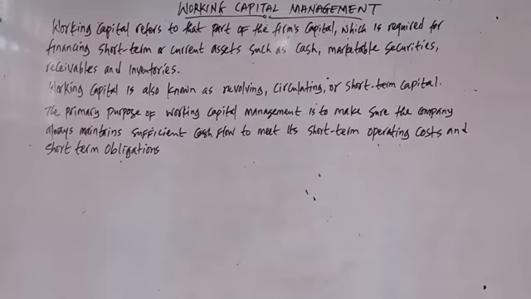So the primary purpose of working capital management is to make sure the company always maintains sufficient cash flow to meet its short-term operating costs and short-term obligations. So working capital management therefore requires great care due to potential interaction between its components. What do I mean by that? For example, extending the credit period offered to customers can lead to additional sales. However, the company's cash position will fall due to the longer wait for customers to pay, potentially leading to the need for a bank overdraft.